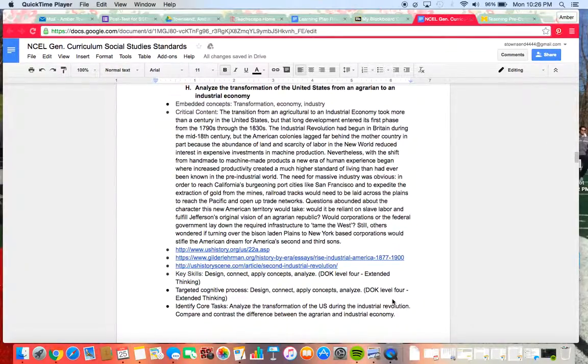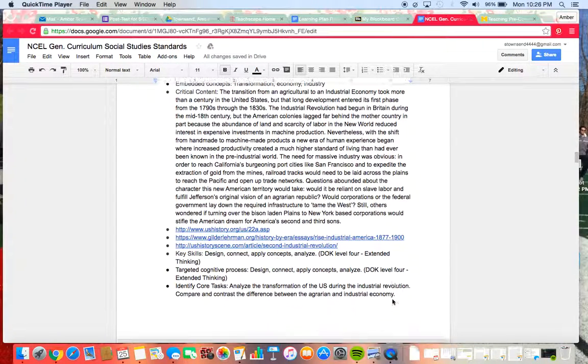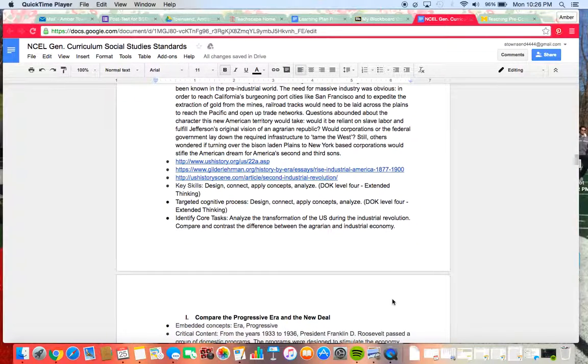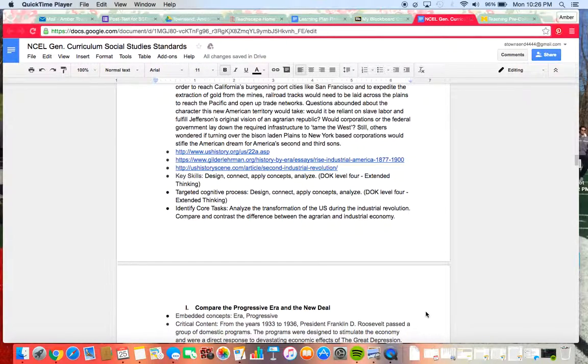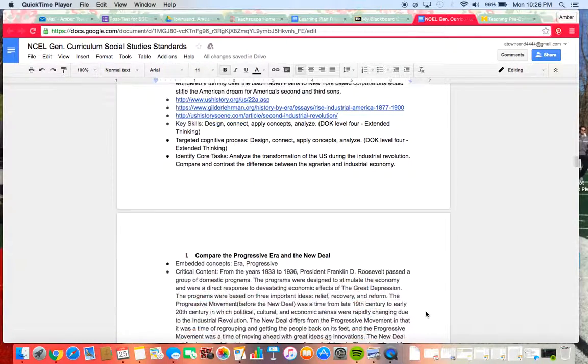And the next one is analyze the transformation of the United States from an agrarian to an industrial economy. And for the task, I said that we need to analyze the transformation of the U.S. during the Industrial Revolution and compare and contrast the difference between the agrarian and industrial economy, just to see the difference between those two and how they possibly connect.